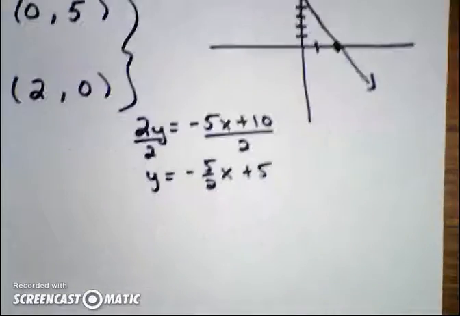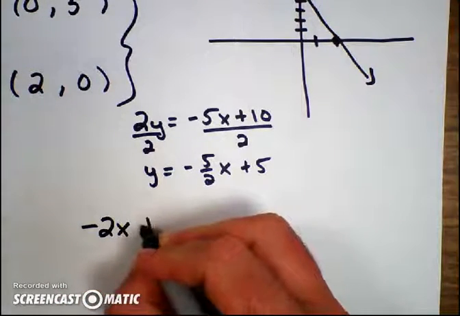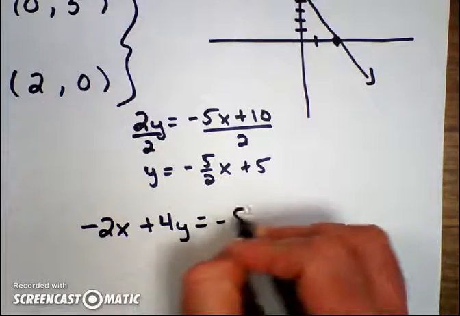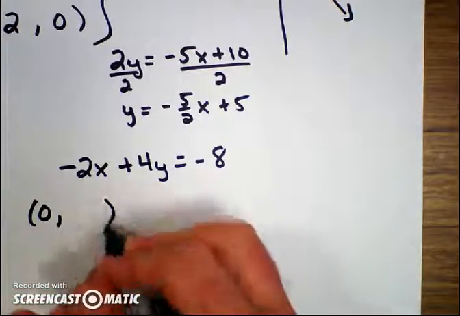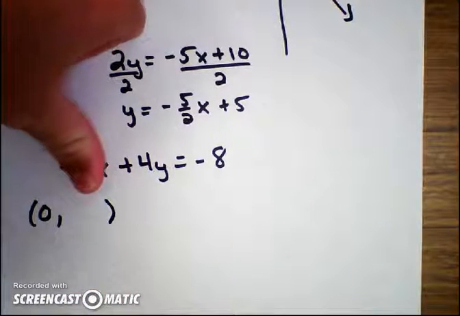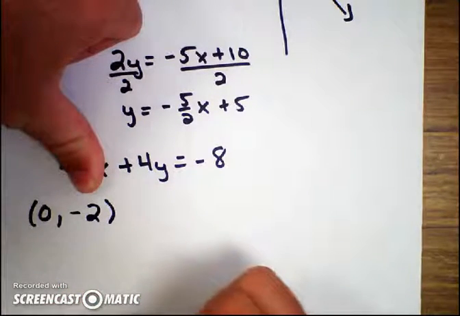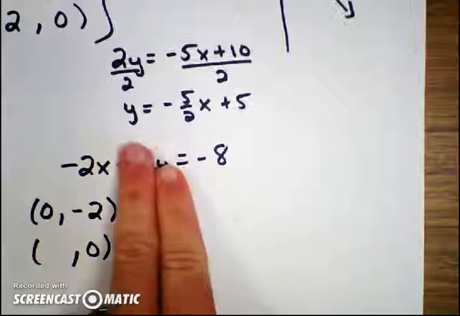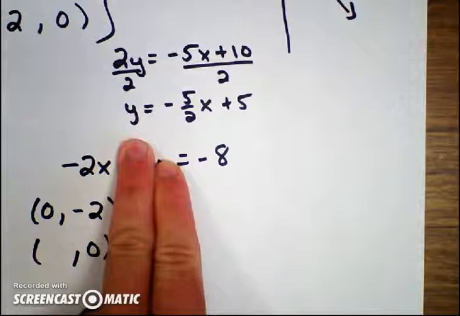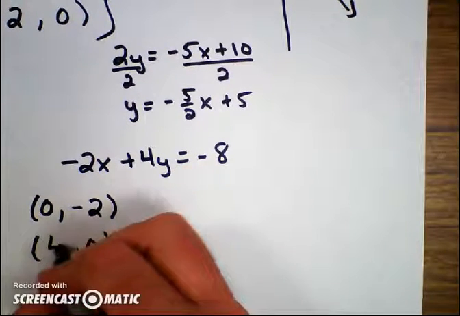Okay, I'm going to do one more. Let's say I had negative 2x plus 4y equals negative 8. So again, if I let x be 0, let's go ahead and do that first. I'm going to cover up my x value, and I'll have 4y equals negative 8. Well, if I divide 4 over, negative 8 divided by 4 is negative 2. If I let y be 0, which will give me my x-intercept, I have negative 2x equals negative 8. Well, divide negative 8 by negative 2, and you get a positive 4.